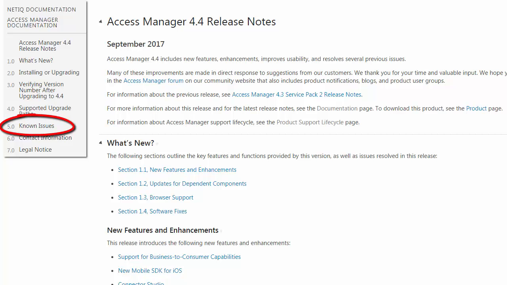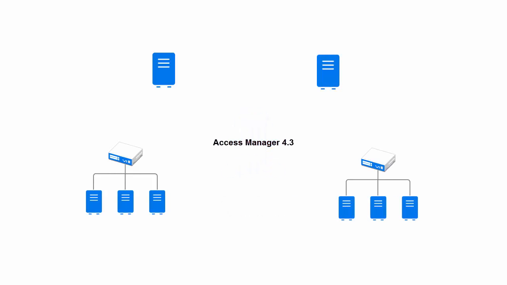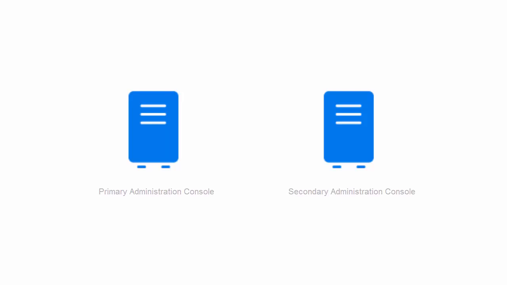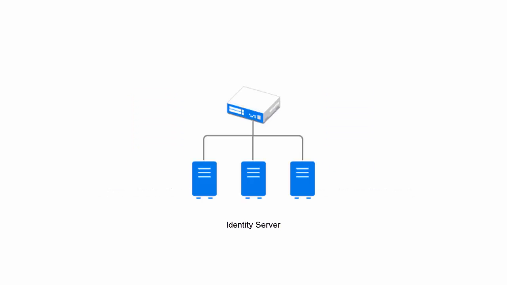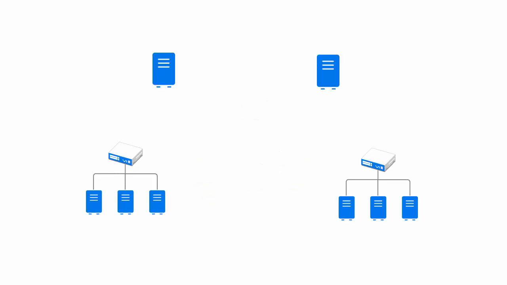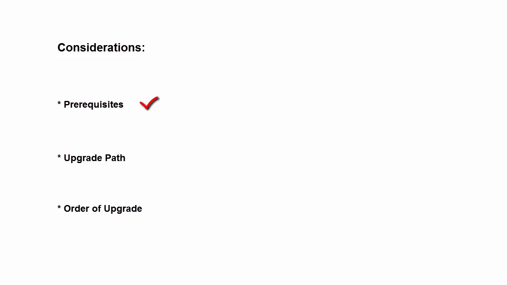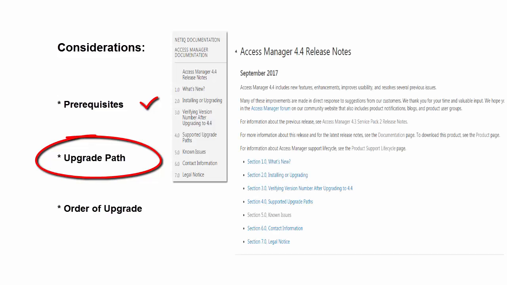Let us understand the upgrade considerations using an example. An administrator is using a 4.3 setup where there is a primary administration console, a secondary administration console, 3 nodes of identity server that uses a load balancer, and 3 nodes of access gateway that also uses a load balancer. The administrator wants to upgrade this setup to Access Manager 4.4. The administrator must know the upgrade path, which can be found in the Access Manager 4.4 release notes.